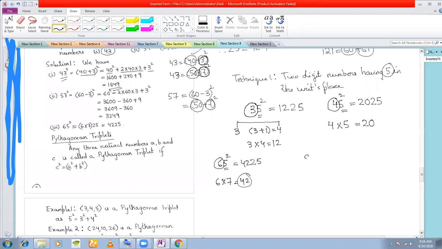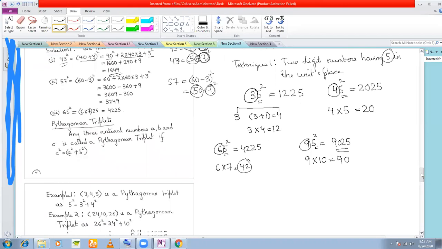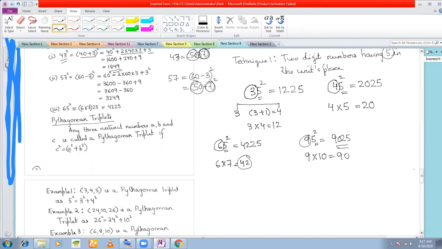Let us take one more, 95 square. If I want to find out the square of 95, again I have a 5 at the last place, so I write 25, the square of 5. And I see this digit which is 9, and the next number after 9 is 10. So I multiply these two, 9 and 10, I get 90. So 9025 is my square. This was an easy technique for numbers with 5 at the last units digit.